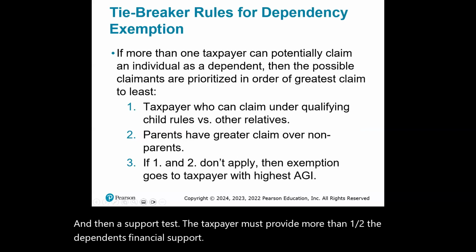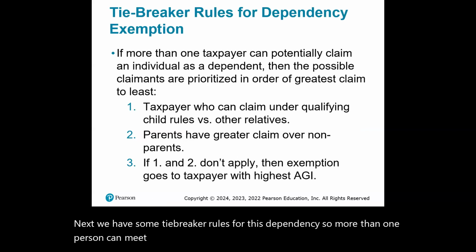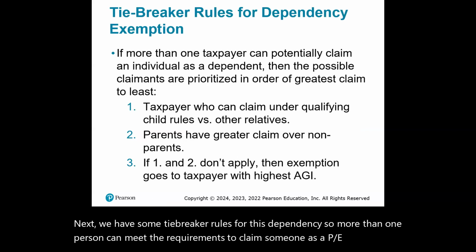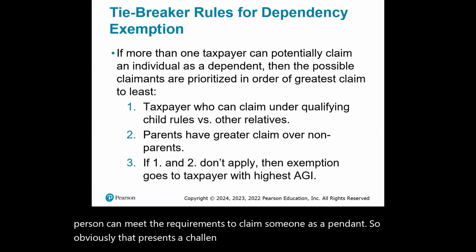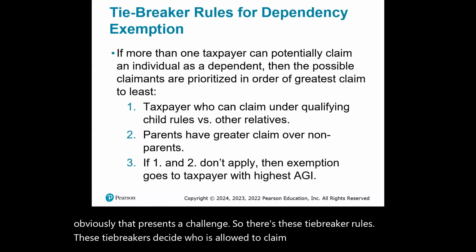And next, we have some tiebreaker rules for dependency. More than one person can meet the requirements to claim someone as a dependent. So obviously that presents a challenge. So there are these tiebreaker rules, and these tiebreakers decide who is allowed to claim the dependent in such situations.